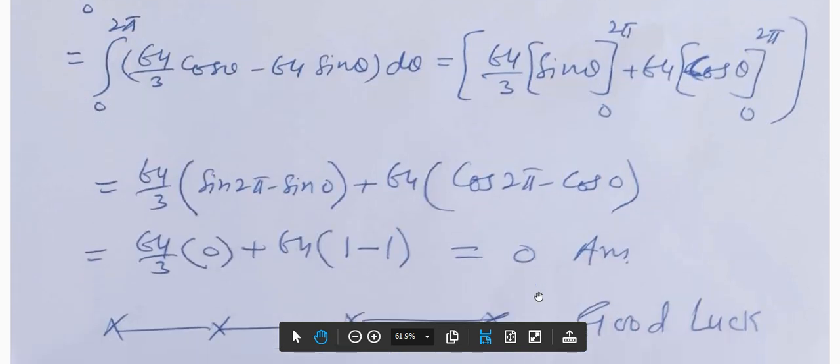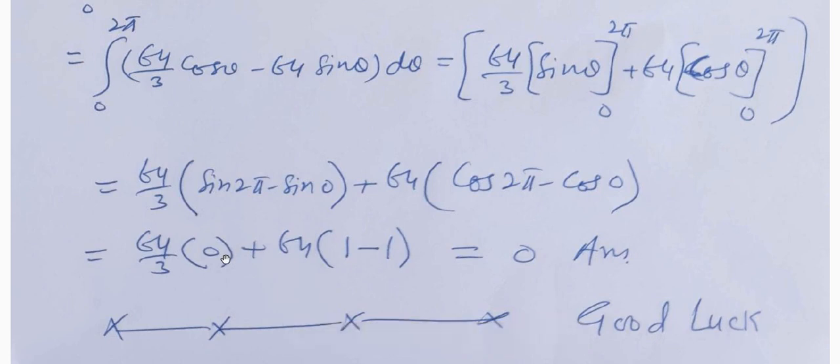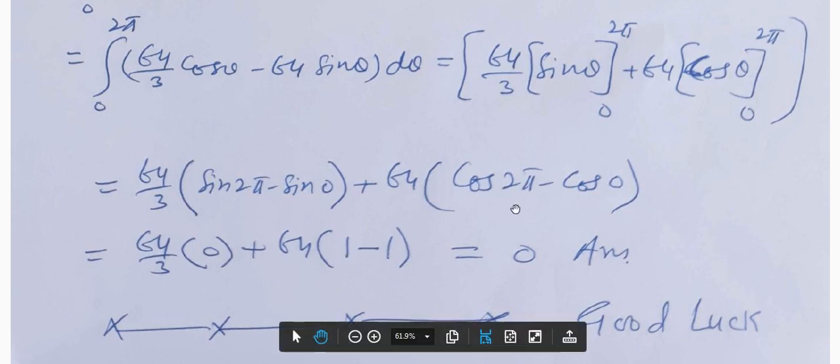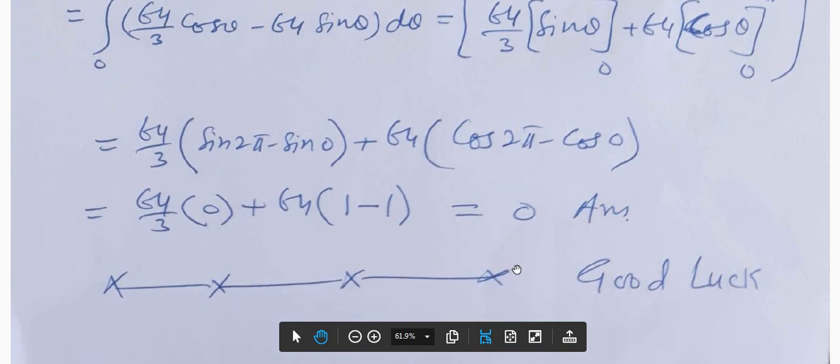Now we know sine 2 pi is 0, you can find it from the calculator, and your calculator must be in radians, and sine 0 is also 0. The value of cosine 2 pi from the calculator is 1, and the value of cosine 0 is also 1. Now if you simplify this, all of this becomes 0. So that is your answer.